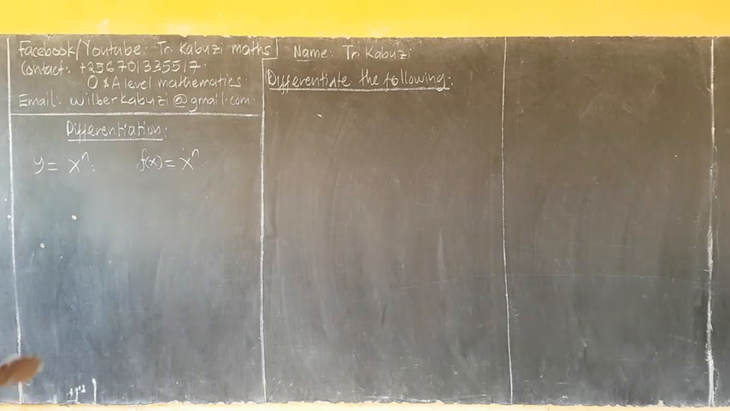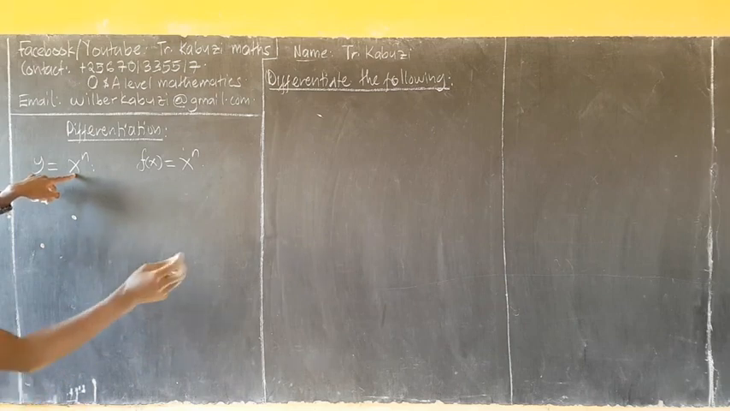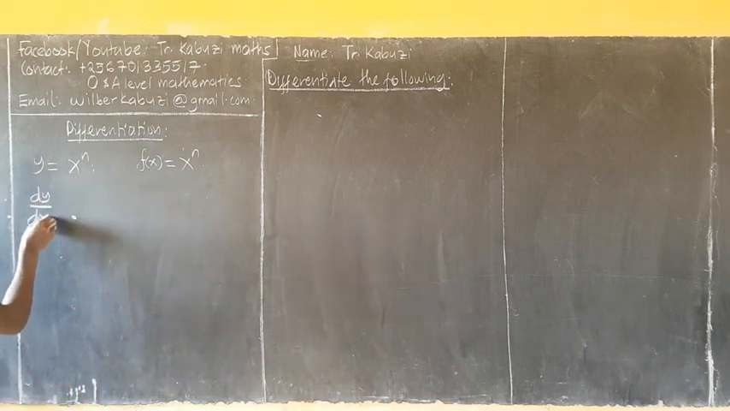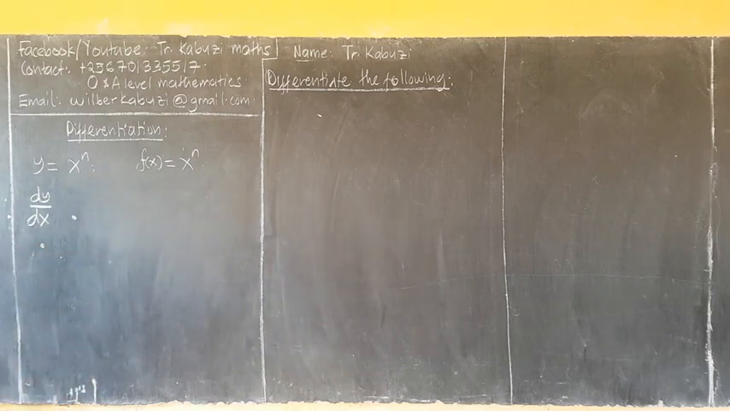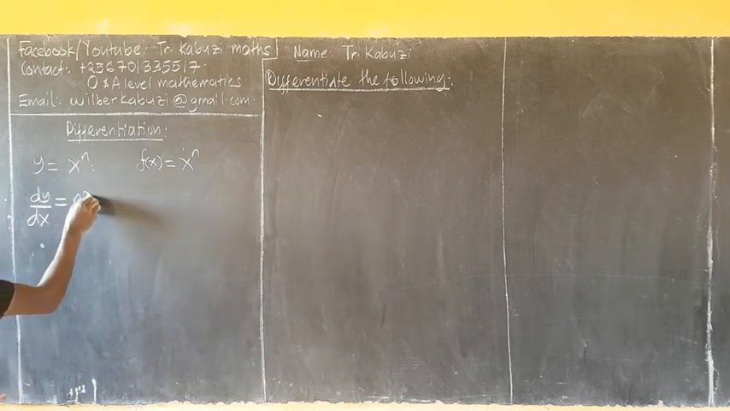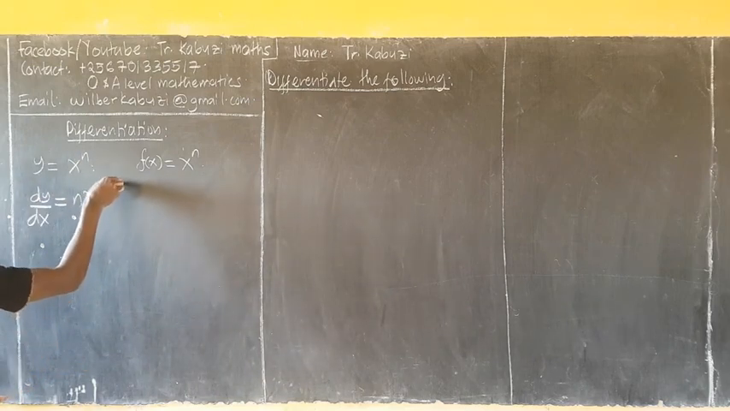To differentiate y with respect to x, we are differentiating what's on the right, which is x. This is called the power rule. It says you lower the power, then you reduce that power by 1.